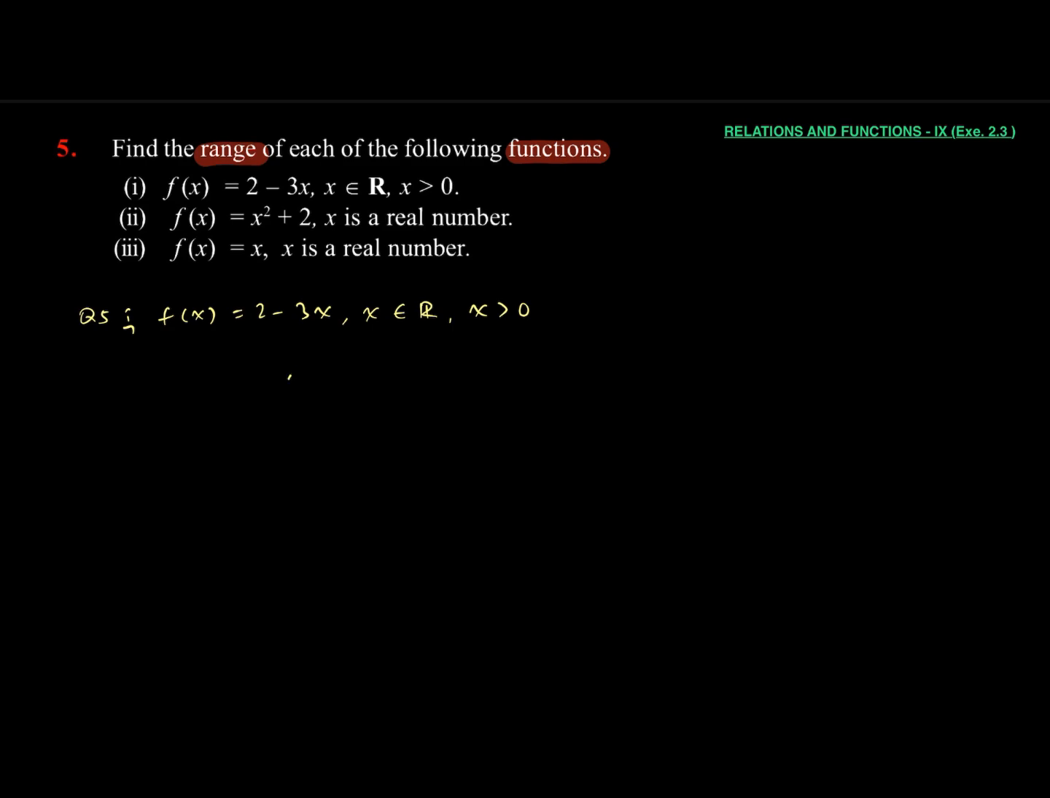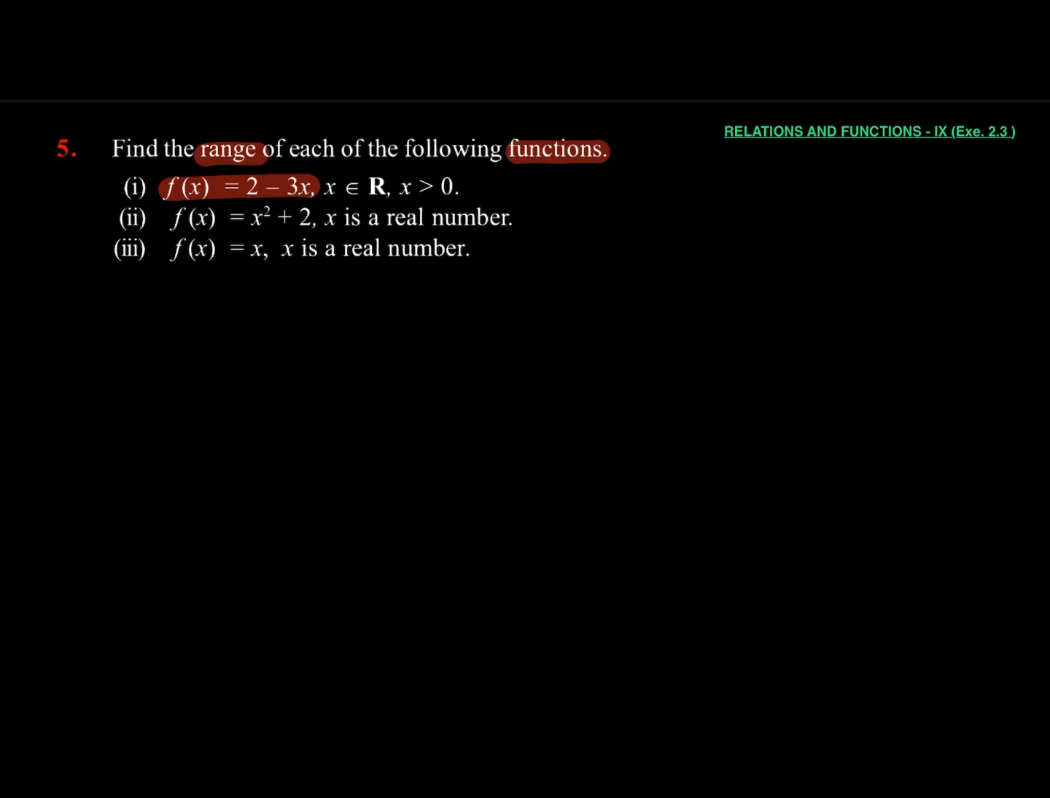Now let's take x greater than 0. Let's multiply both sides by -3. We'll have -3x is less than 0. Now adding 2 to both sides, we'll have 2 minus 3x is less than 2. Now this very expression is our function, which means f(x) will be less than 2, which means the range of this function will be all real numbers between -infinity and 2, as f(x) is less than 2.